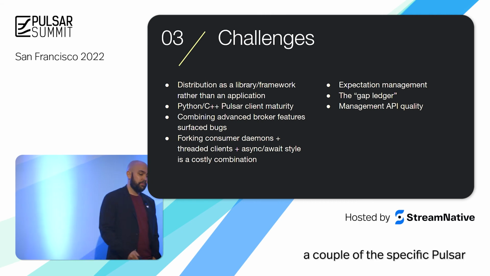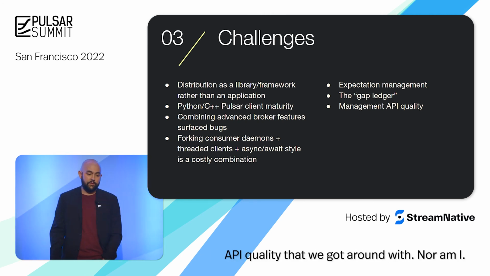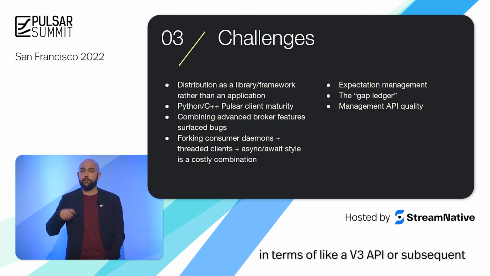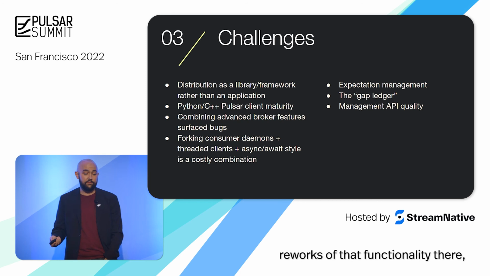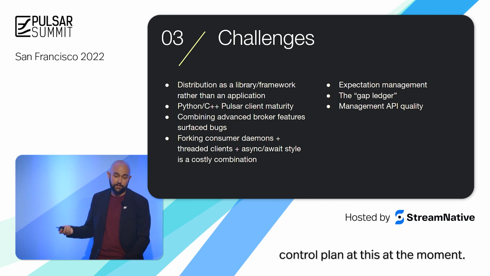I've already talked about a couple of the specific Pulsar technical challenges, the one around management API quality that we got around with an ORM. I'm eager to see what happens in terms of a V3 API or subsequent reworks of that functionality, because that was a challenge. It's not a super high quality control plane at the moment.